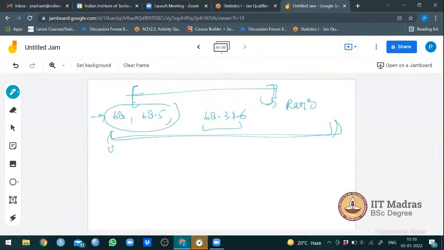See, it's cross-sectional data. Just listen. Suppose I'm collecting the data of Delhi.